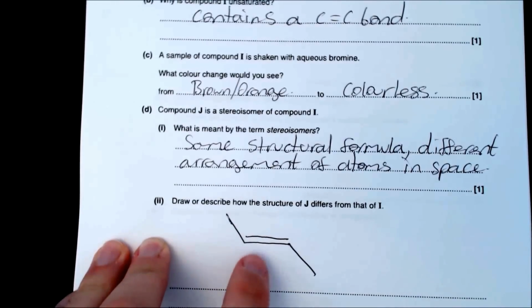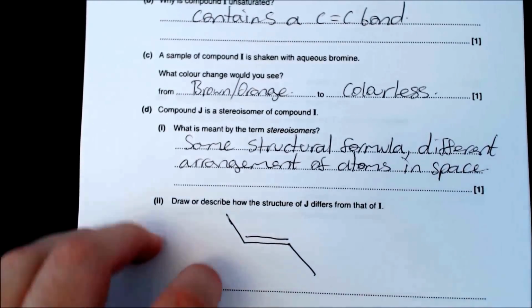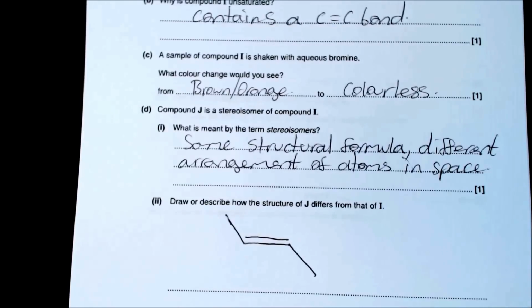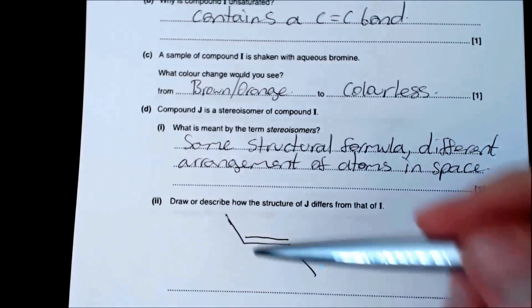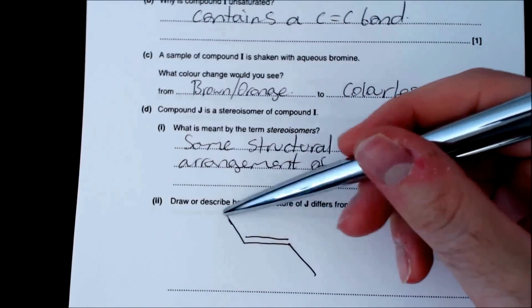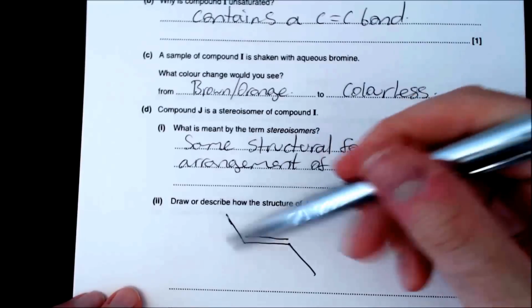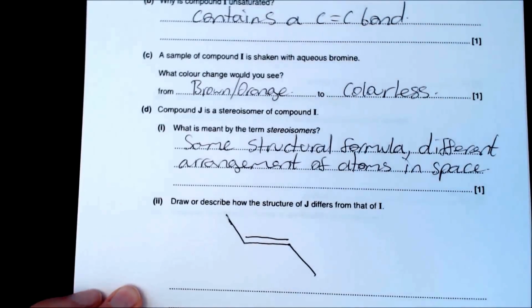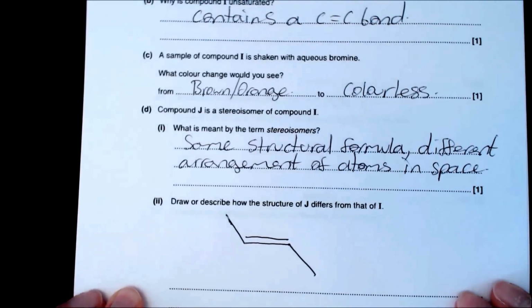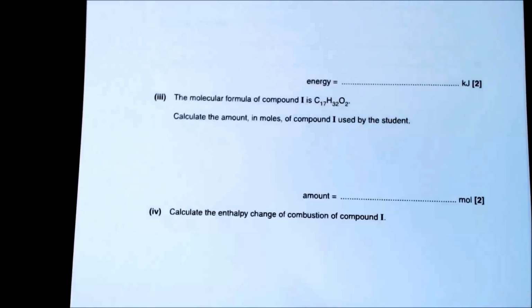So we call that trans, or we can also call it E, they're the main 2. So you either call it E or trans, which means it's opposite, whereas this one is cis at the top. Okay, so that gets you that mark there. All right, okay, and then on to the next part.